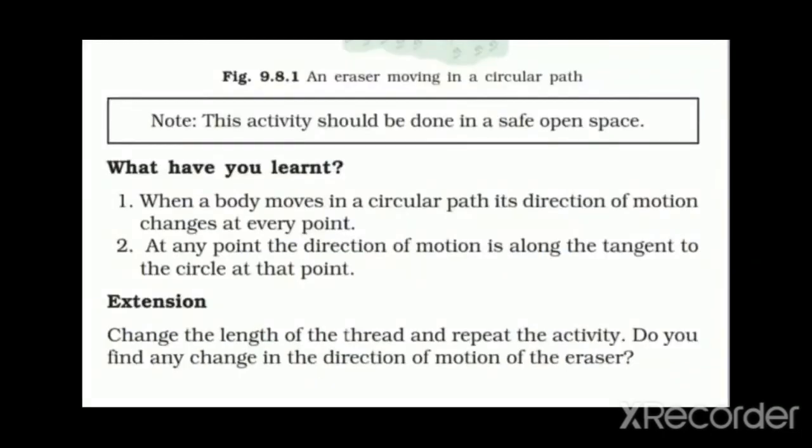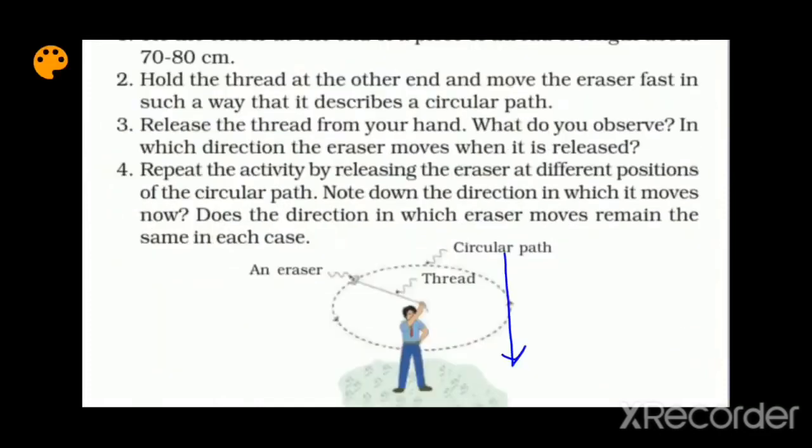Now we should learn what is a tangent. Tangent is any line that touches the circle at single point only. So in this activity you will notice that when the object moves in a circular track, in order to keep it in the circular track, the direction of motion of the object will change at every point and the direction of motion will be along the tangent. Tangent is a line that touches the circle at single point only.